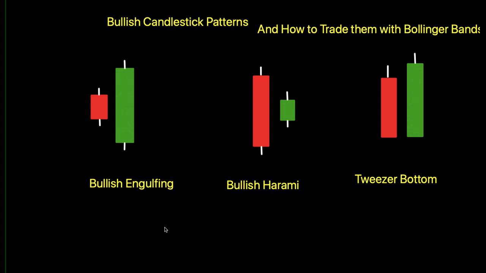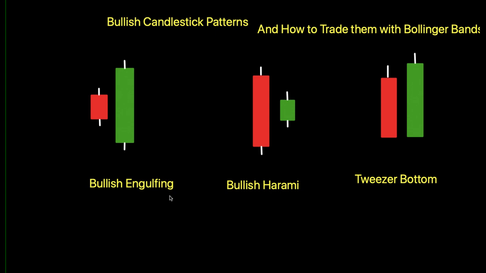Bullish candlestick patterns. Bullish or any candlestick patterns are usually reversal patterns. Reversal pattern means if the market is in a downtrend, and you spot these patterns at the support or at some level, you may find that the market will start an uptrend. That means it's a trend reversal.